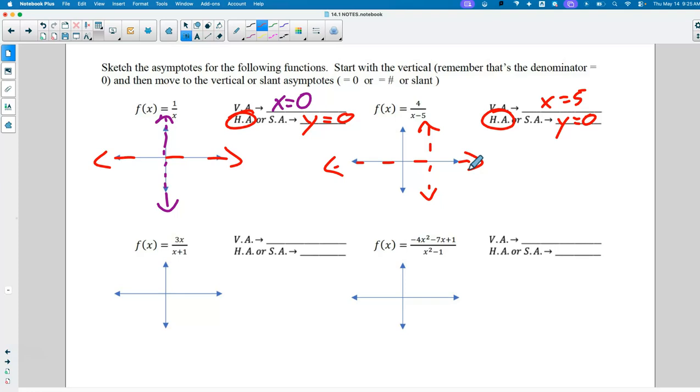All right, next one. What makes the bottom 0? Negative 1. All right, so x equals negative 1. What's our case? Same. So that means that I just look at 3x divided by x. Cancel it out. Got a horizontal asymptote at y equals 3.